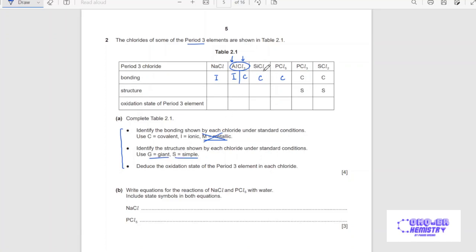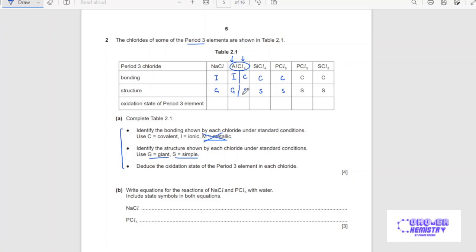Now for SiCl4 and PCl5, these are very easy. This is going to be simple and simple. For sodium chloride, remember, whenever you have an ionic bonding, that will always result in a giant structure. So G over here. Now, if you had ionic in the previous answer, then you have to write giant, all right? Or if you wrote covalent in the previous answer, then you will have to write simple, right? So these are two possible acceptable answers that you could go for, all right?